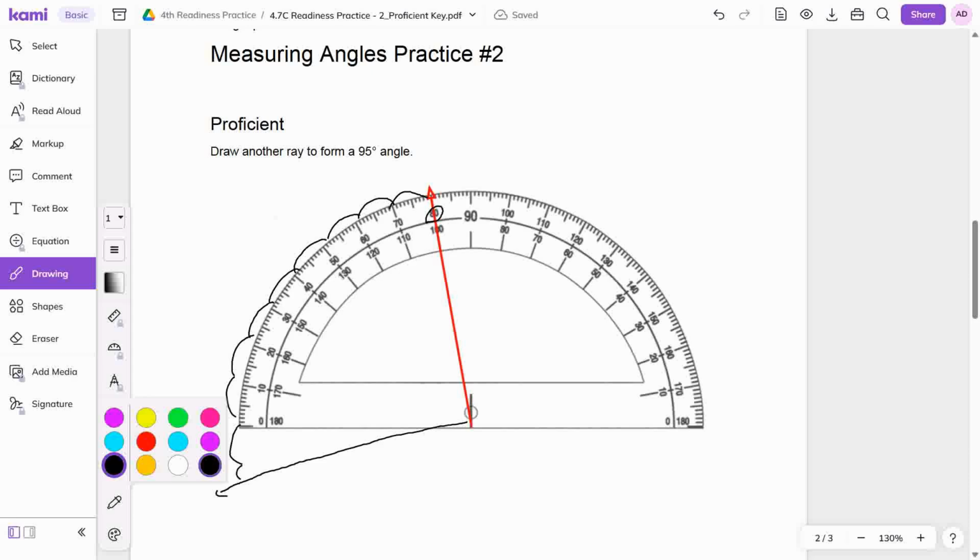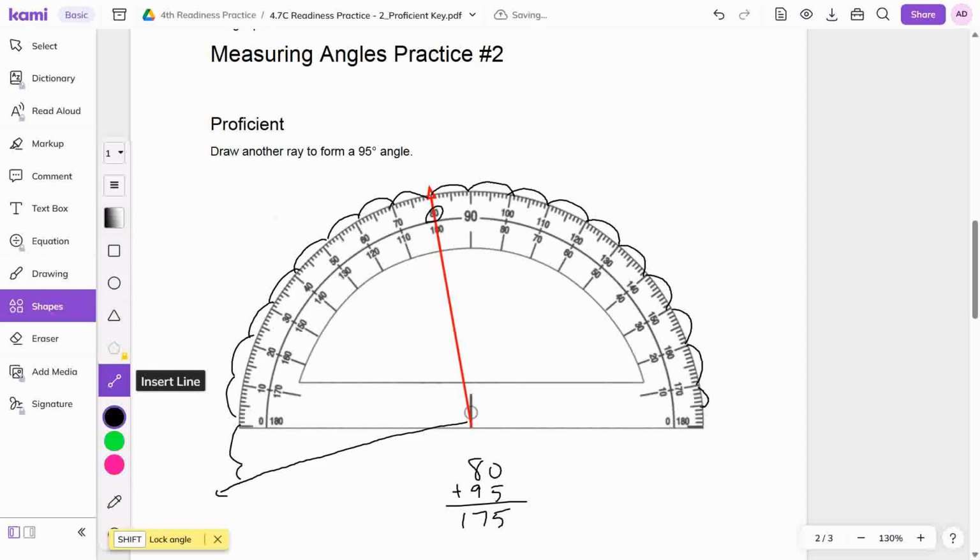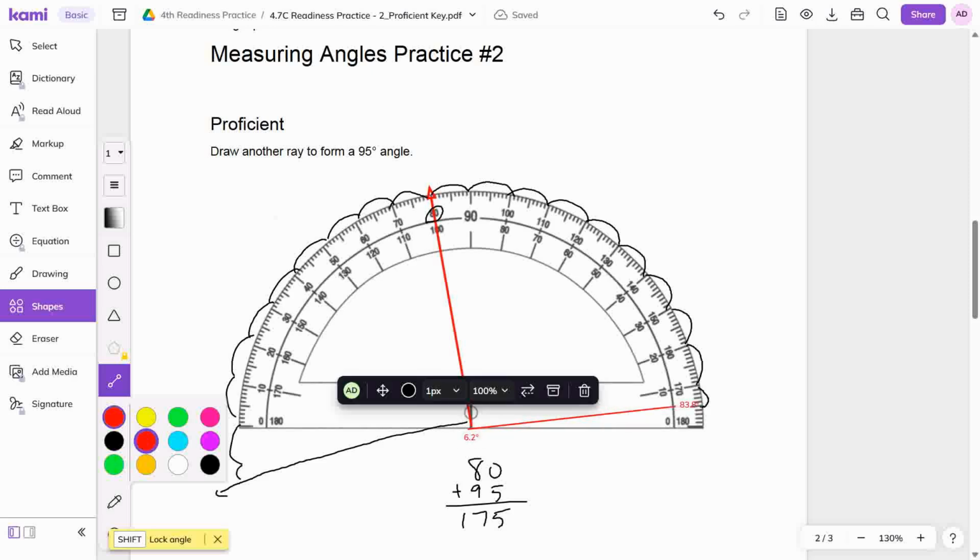There's a few different ways we can do this. If we want, we can just do skip counting. Let's just jump by tens, like a number line: 10, 20, 30, 40, 50, 60, 70, 80, 90. And right there is going to give me my 95. Or I could have just taken my 80, added the 95, got 175, and then found that, which is right there. So I'm going to draw a line here, and let's get a red one so it matches. It's going to start right here, and I want to get it to be right there.